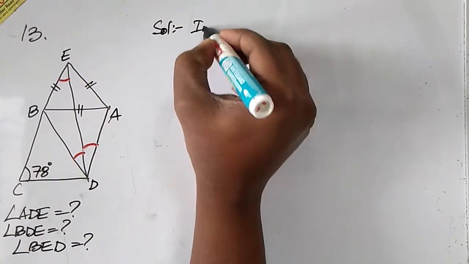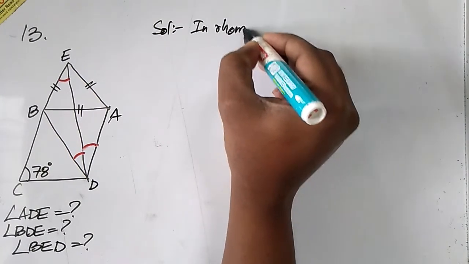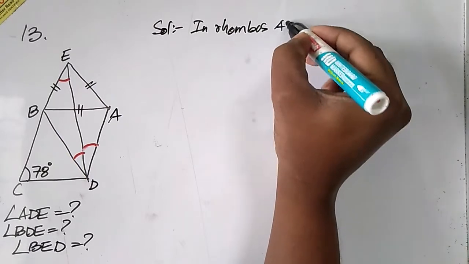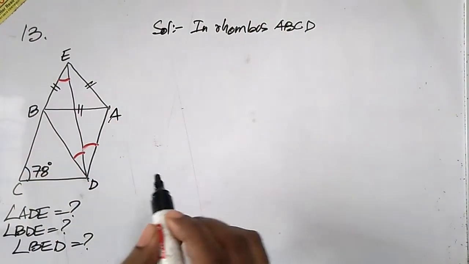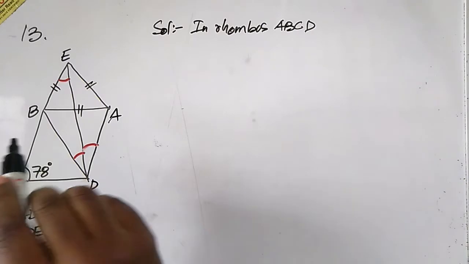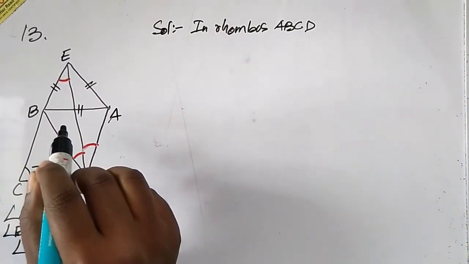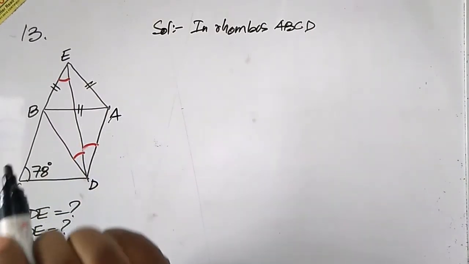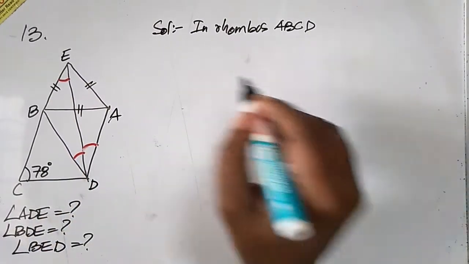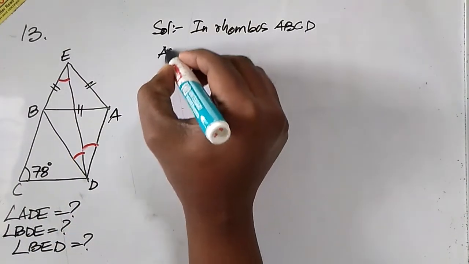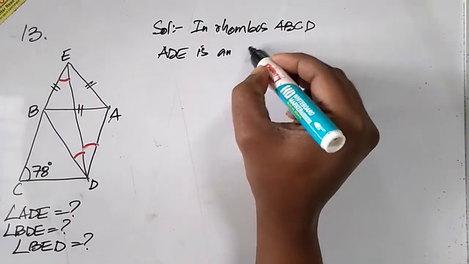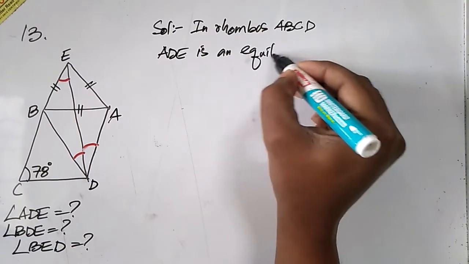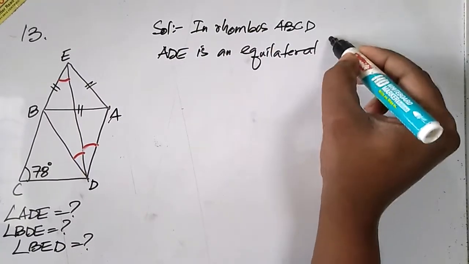Now remember that this is a rhombus. So let us write, in rhombus ABCD, we'll be solving based on this. And there is one more point that is given in the question, that ADE is an equilateral triangle.